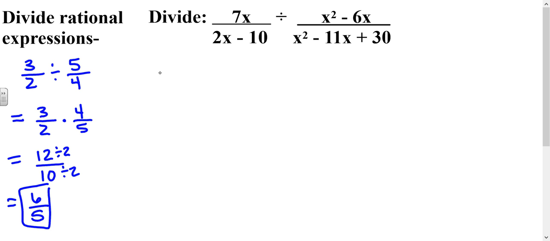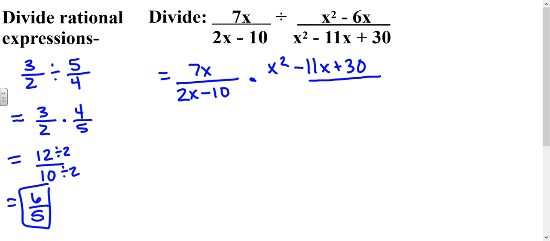So instead of dividing, the very first thing we're going to do is multiply by the reciprocal. So the first one stays the same, and then we multiply by the reciprocal, which would be x squared minus 11x plus 30 over x squared minus 6x. Okay, so now it's back to a multiplication problem. So the difference between multiplying and dividing is that when you're dividing, you're actually multiplying by the reciprocal. So now from here, we would just factor and do it like we've been doing.